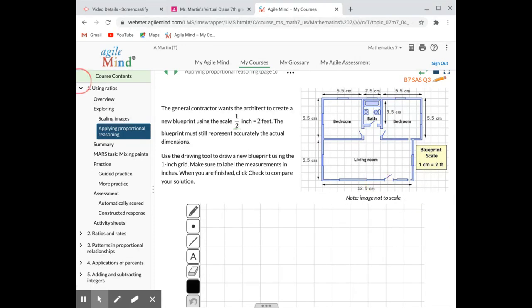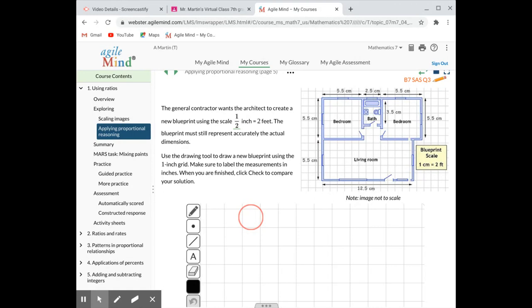Perfect. All right. So, what I want you to do is use the drawing tool and use a strategy to create your own blueprint that is a half inch that equals 2 feet. So, basically, what that means is every one of these is worth 1 inch. But if every one's 1 inch, that means that half of one of these equals 2 feet. So one whole block equals how many feet? 4. Great job. 4 is correct.